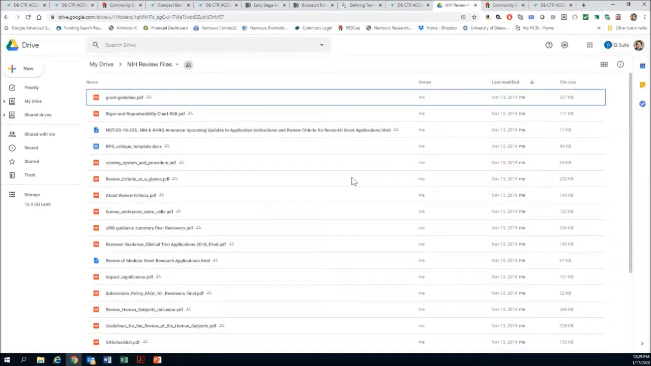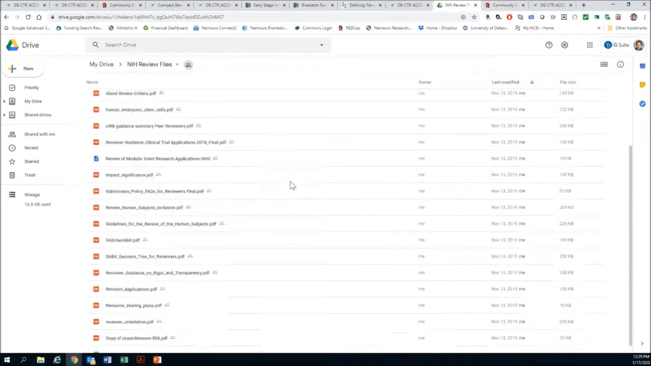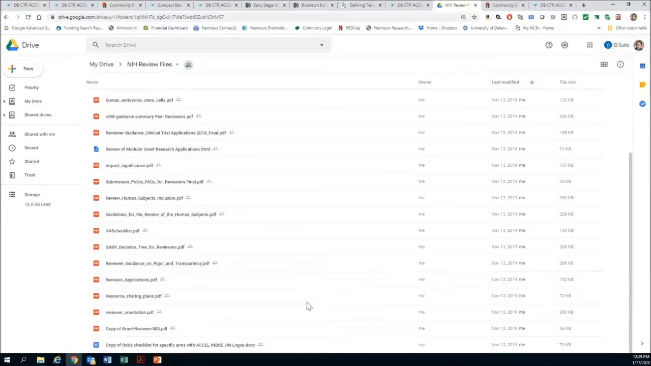All right, so one of the things that I'm happy to give you access to, and we can do this through Aaron Regal, just let me know, is I have a Google folder that has tons of information from NIH. Each of these documents is, as far as I can tell, as of November 2019, the most recent example of that document from NIH or from us.